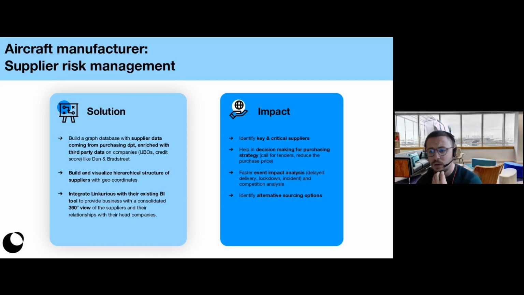The impact is that they were able to identify key and critical suppliers, which in turn helped them in decision-making for the purchasing strategy, when doing call for tenders, reduce the purchase price when renegotiating the specific contract of a supplier, make faster event impact analysis, identify the risk of delayed delivery, lockdowns, incidents, failure of a supplier, for example, and run competition analysis. In that case, identify quickly alternative sourcing options to minimize their exposure to a specific number of suppliers.